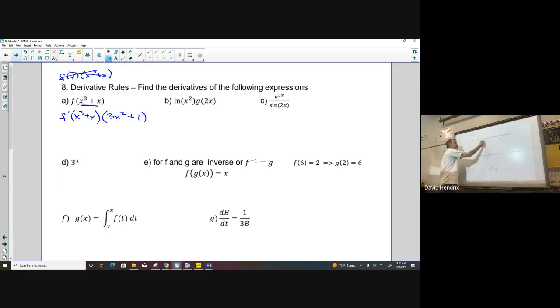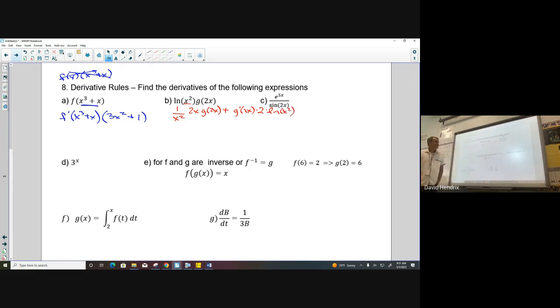Now, in this case, in part B, there is a product rule, right? So we're going to have to take the derivative of the first. So our rule for natural log is 1 over our argument. And then the chain rule is times the derivative of that inside function. So times 2x, and then times the second function, plus the derivative of the second function, times 2, times the natural log of x squared.